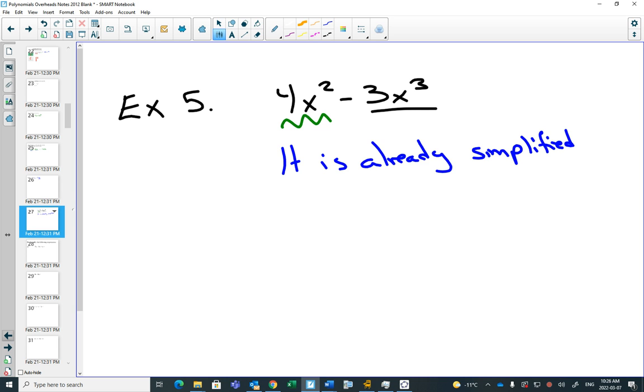Your human nature is that you want to put things together. So sometimes our natural abilities fight against us, because the mathematics says it's already simplified. We can't combine it. But you'll be like, but I want to. 4 minus 3, I'm so good at math. 4 minus 3 is 1. I want to write 1 something. So you will be tempted to do that.